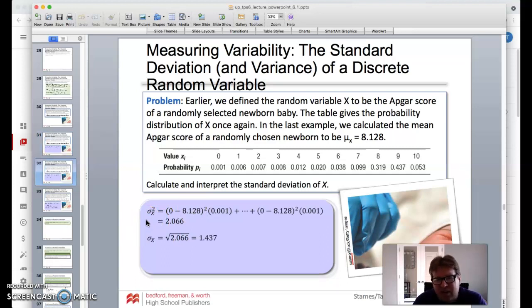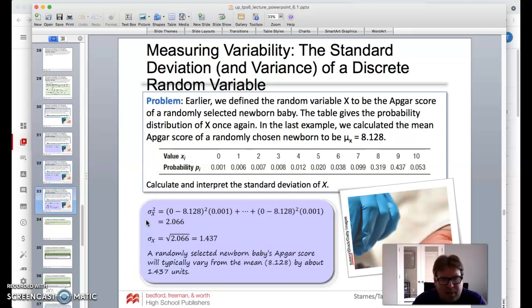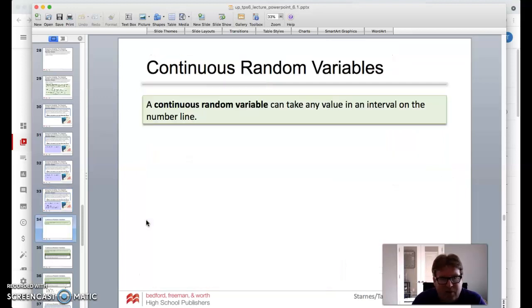So we're getting a standard deviation of about 1.437. And so what we're saying is that a randomly selected score typically varies from the mean of 8.128 by about 1.437 units. A little tedious process, but you have to figure that out.